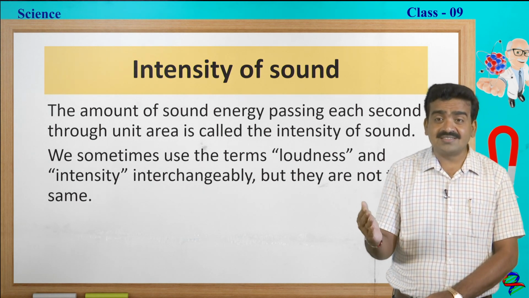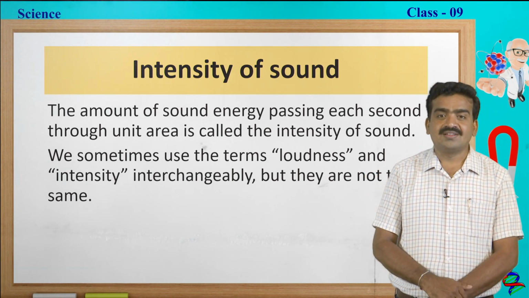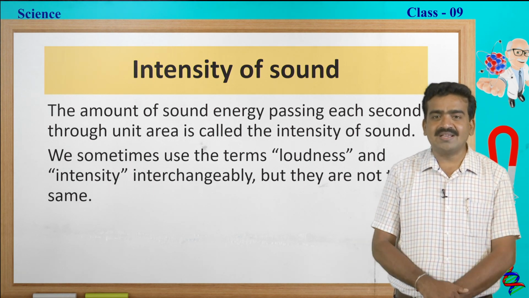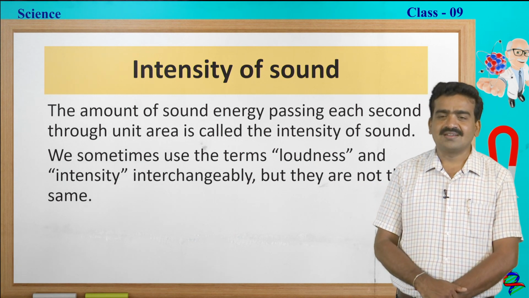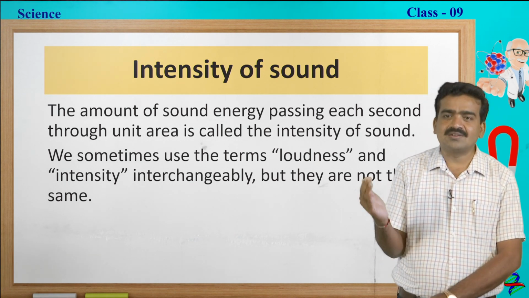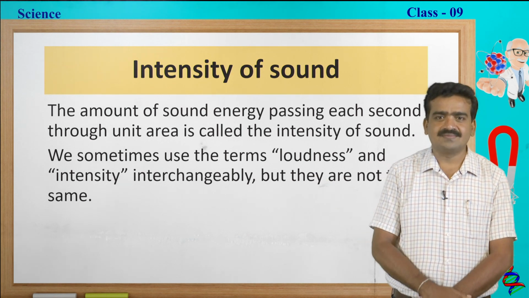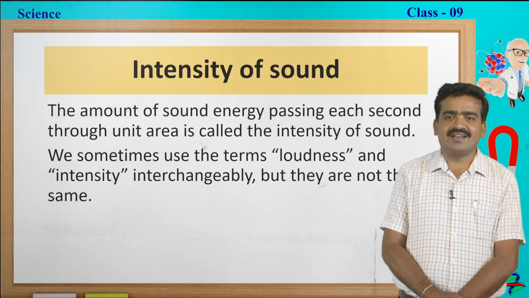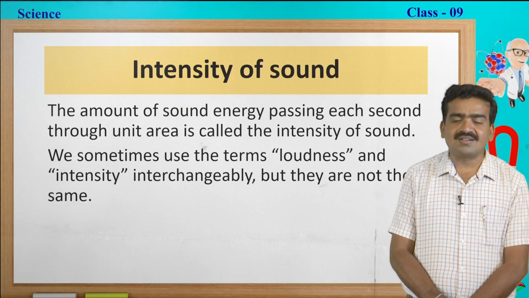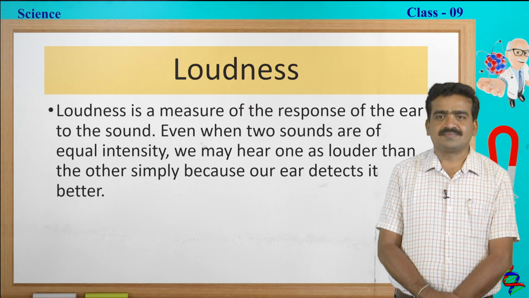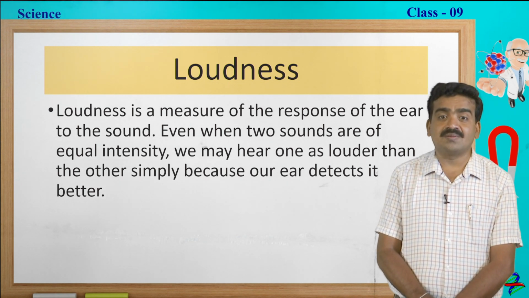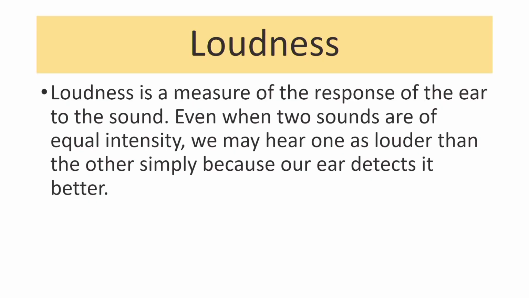The amount of sound energy passing each second through a unit area is called the intensity of sound. More intensity means more sound energy is passing, and less intensity means less sound energy is passing each second through a unit area. We sometimes use the terms loudness and intensity interchangeably, but they are not the same; they are different. Then let us learn what loudness is. Loudness is a measure of the response of the ear to the sound. Loudness is measured by the response of the ear to the sound.